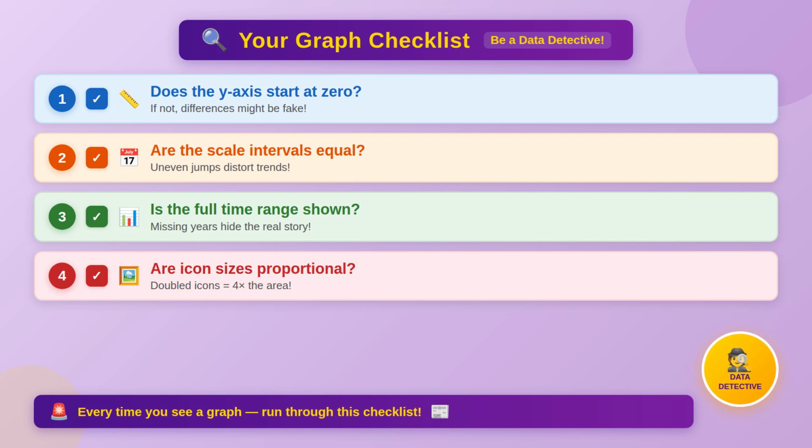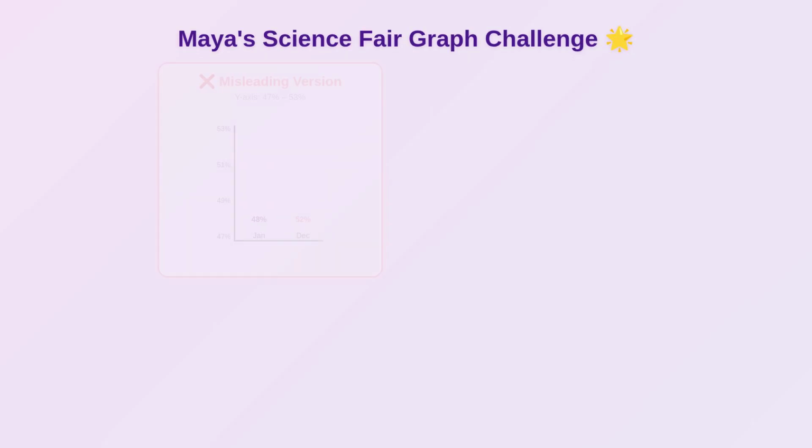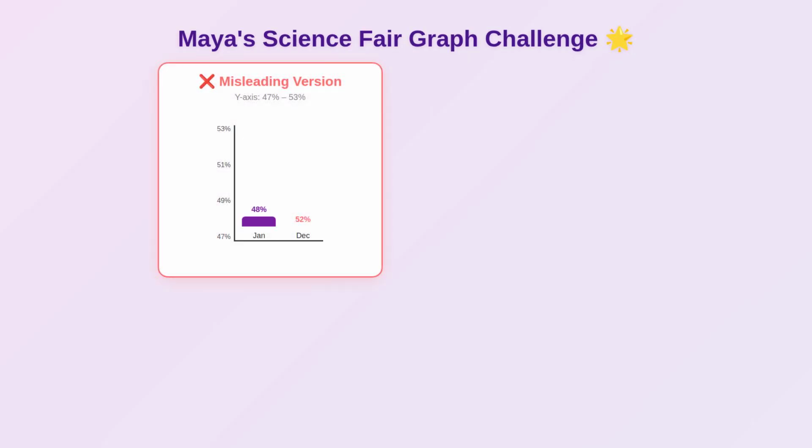Every time you see a graph in a news article, an advertisement, or even your textbook, run through this checklist. You'll be amazed how many graphs don't pass the test.